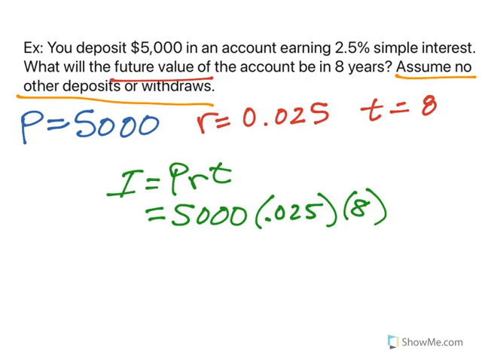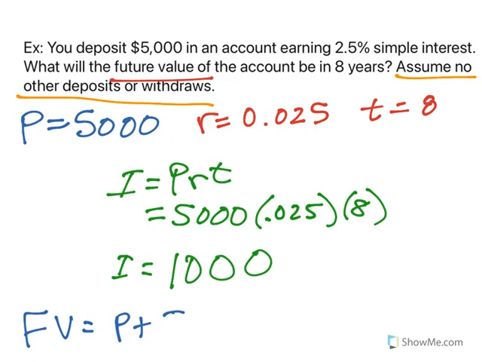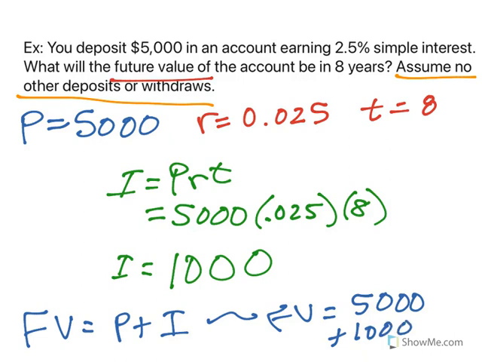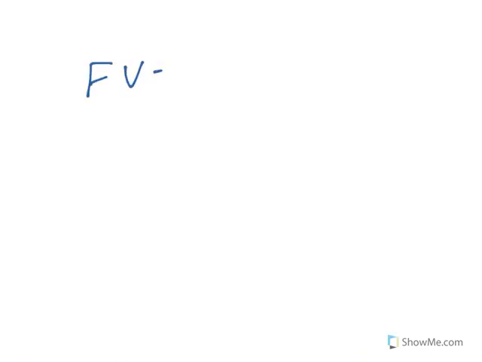So the interest is 1,000. If I want to find my future value, it is principal plus the interest. So future value is principal of 5,000 plus the interest of 1,000. So our future value is 6,000.